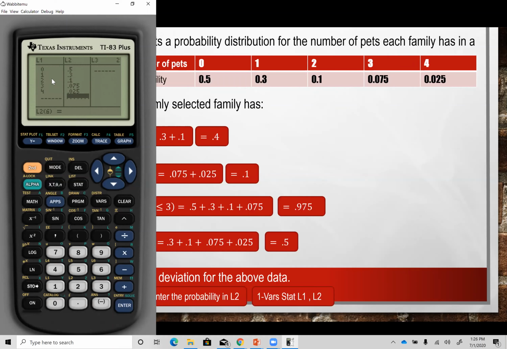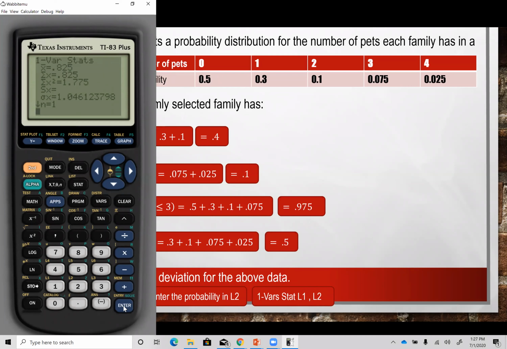All right. So once you type in L1 and L2, you have to hit stat again. Then you scroll over to calculate, and you have the 1-Var Stats, which we choose. Then you hit second 1 for L1, comma, second 2 for L2, so 1-Var Stats L1, comma, L2. If you have the 84, then your list is L1 and your frequency is L2. You have to type in L1 and L2 to tell your calculator to use that.